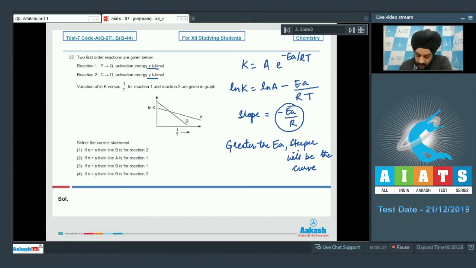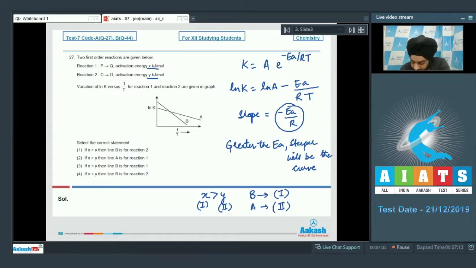It is mentioned to us that the activation energy of reaction 1 and reaction 2 are X and Y respectively. Now there are some conditions given for X and Y, and for those conditions we have to identify the mapping of line B and line A with reaction 1 and reaction 2. In the first two options, the examiner seems to be interested in the case where X is more than Y. When X is more than Y, X is the activation energy for reaction 1 and Y is the activation energy for reaction 2, so reaction 1 will be steeper. So B will represent the first reaction, whereas A will represent the second reaction.